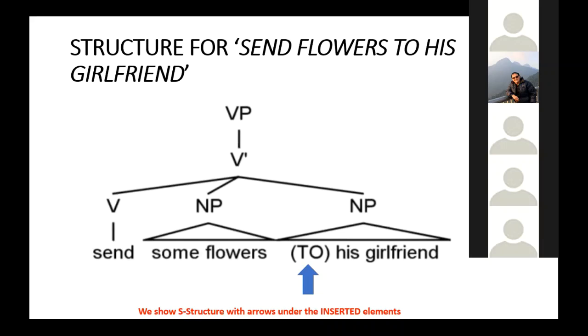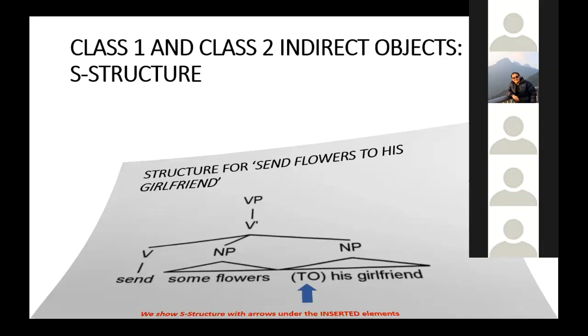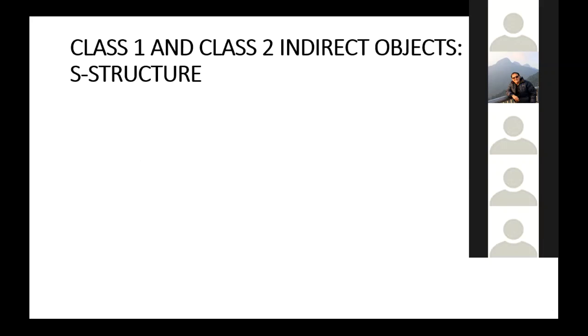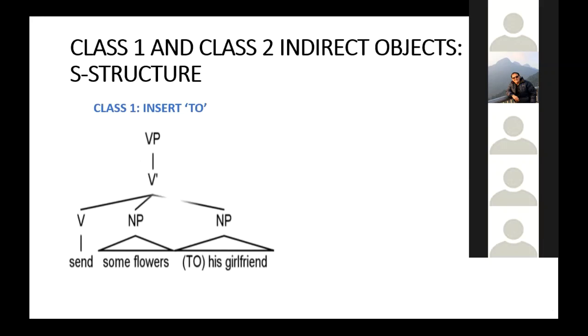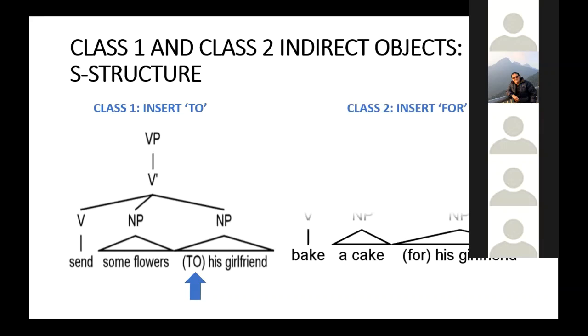So we show the S structure with the arrows under the inserted elements. This is the final structure that we will show. Now remember that we said that we had different classes of indirect objects. The first class was the class that inserted to. So this is the structure that we would show for class 1 of indirect objects, send some flowers to his girlfriend. Then we had another group of verbs that took for, like bake a cake for his girlfriend.